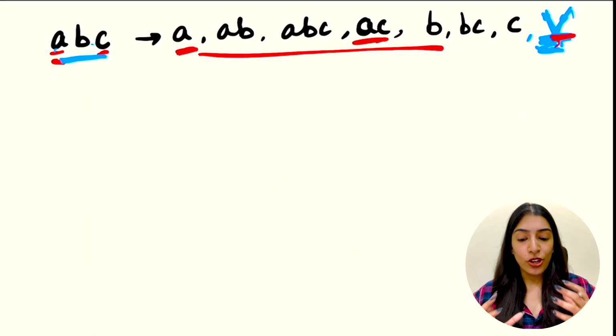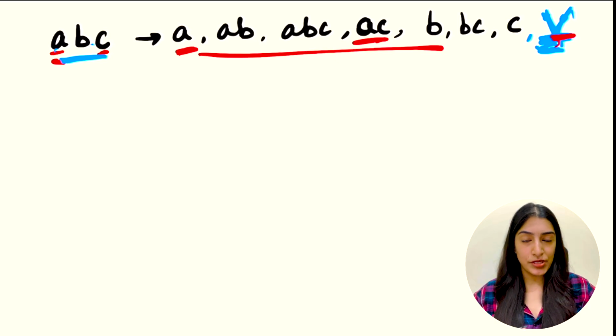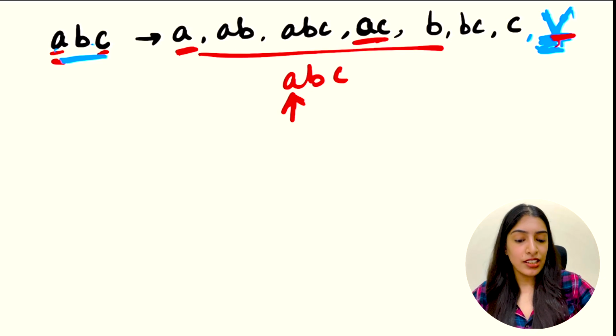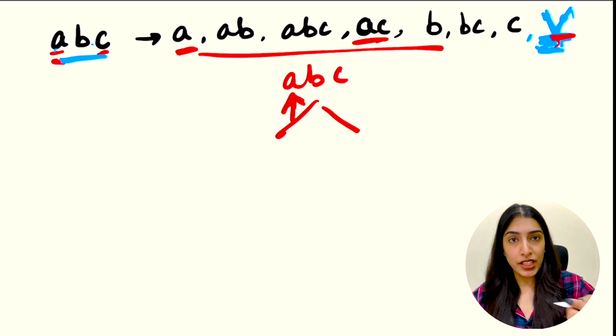Now let's try to draw a recursive tree and visualize how we are going to find the possible subsequences. If we have this string ABC, let's just start moving from the first element. If we take this first element A, there are 2 possibilities: either pick up the element or don't pick up the element. If I pick up the element, A is one possible subsequence, and if I don't pick up the element, empty is one possible subsequence.